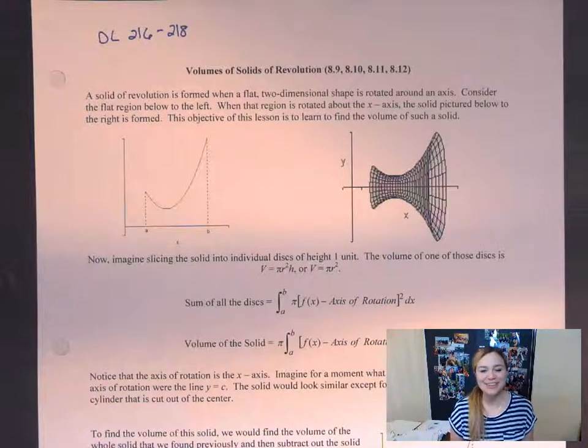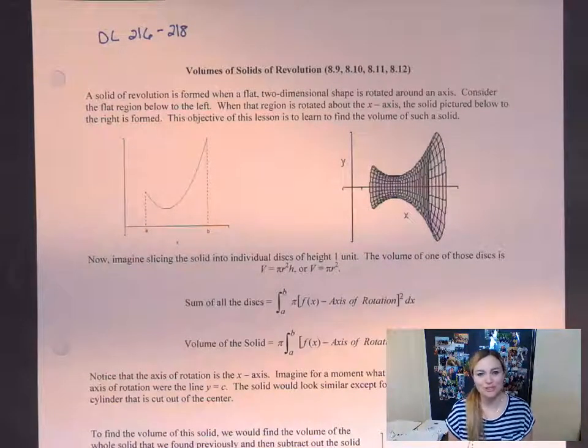Hi, let's do some calculus. We're on daily lessons 216 to 218, and we're moving on from area now to volume. These are volumes of solids of revolution.